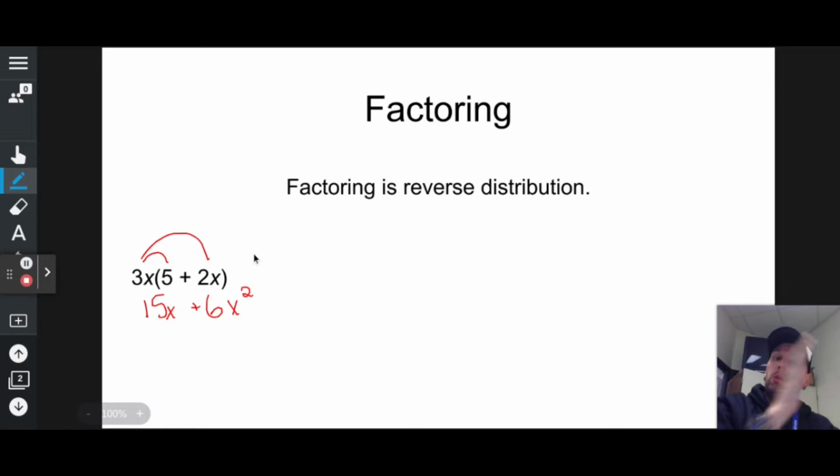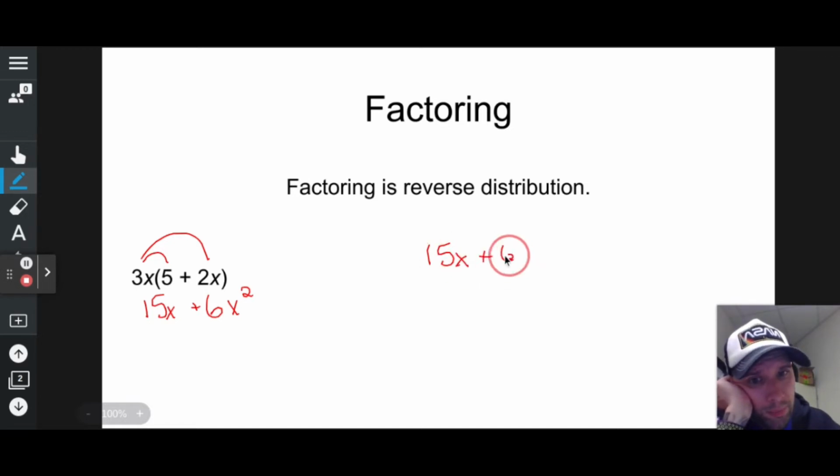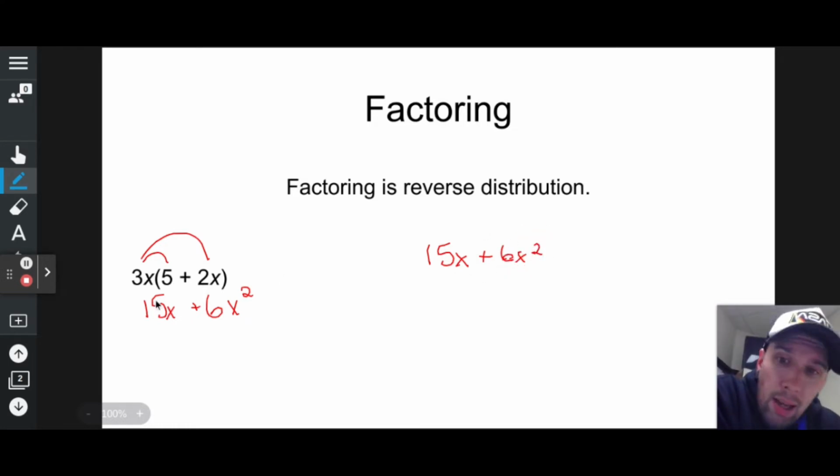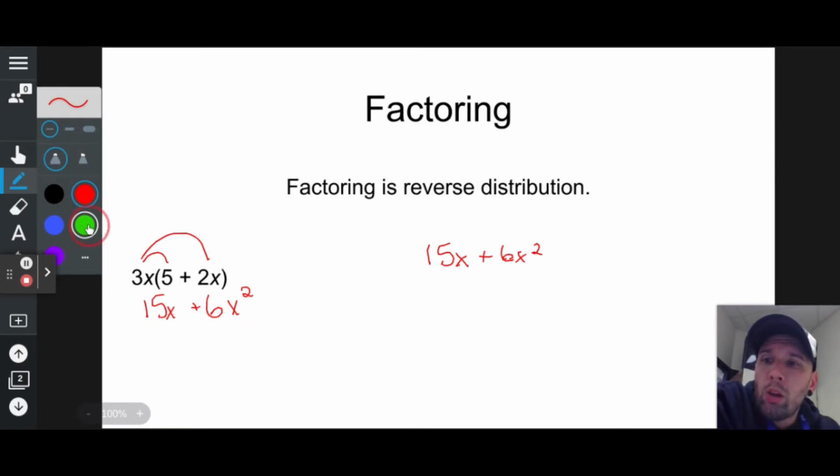That's distribution. Now, factoring says, I'm going to give you this expression right there, and I want you to make it look like that. So basically what we need to do is it's two parts. We need to look at every term inside the parentheses.